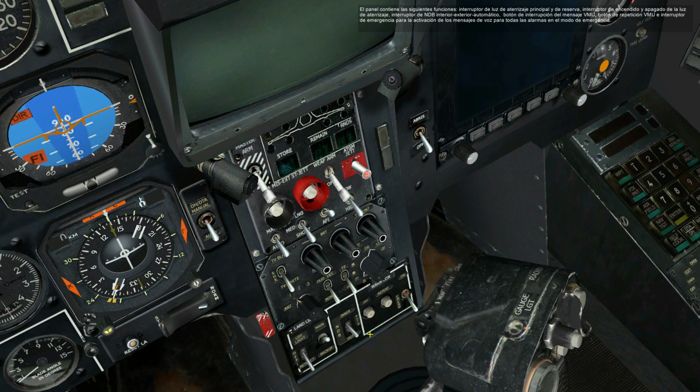The panel contains the following functions: main and backup landing light switch, on-off switch for the landing light, inner and outer beacon NDB switch, VMU cease message button, VMU repeat button, and emergency switch for activating voice messages for all warnings in emergency mode.